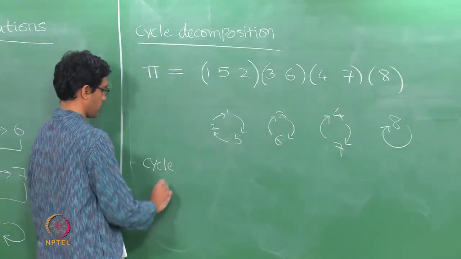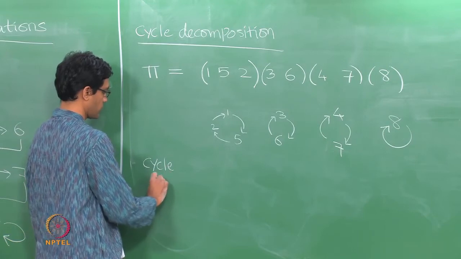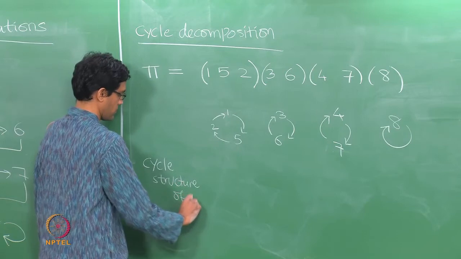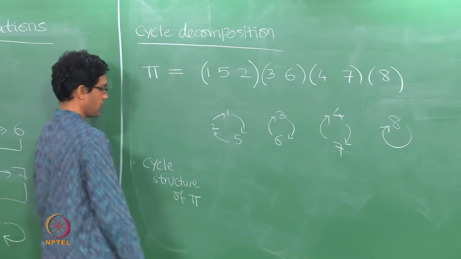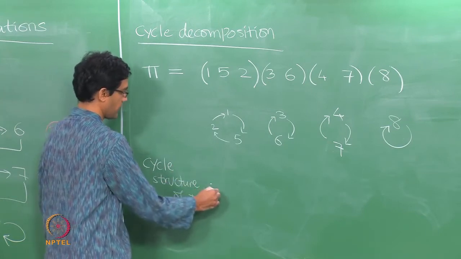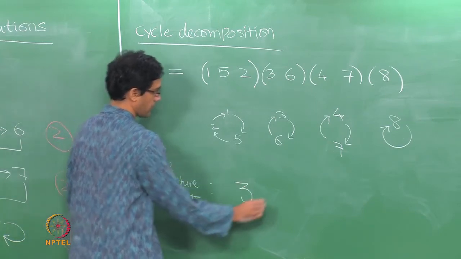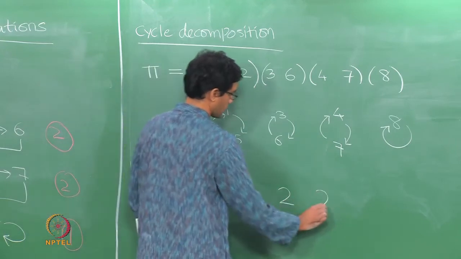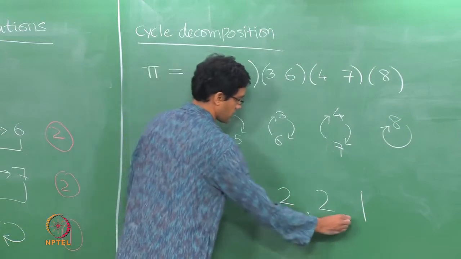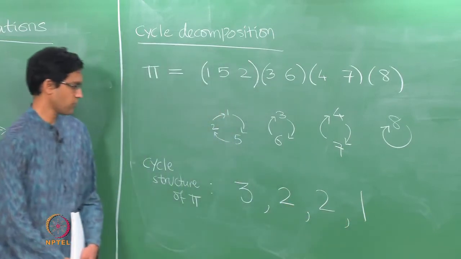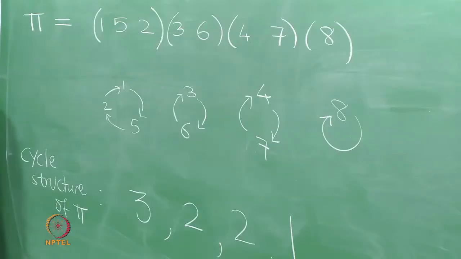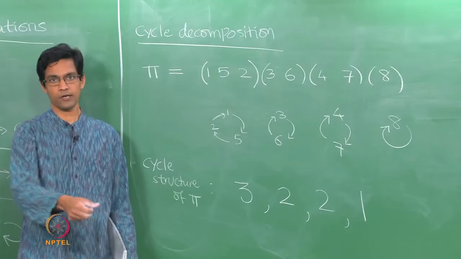or cycle type. So sometimes there are 2 words for this. Sometimes we call it the cycle structure of pi or the cycle type of pi is the following. You just keep track of the lengths of the cycles. So for example here there is a 3 cycle, and there is a 2 cycle, and another 2 cycle, and a 1 cycle. So we would often say that the cycle structure of pi is just the list. So what is a cycle structure? It is a list of numbers arranged in descending order.